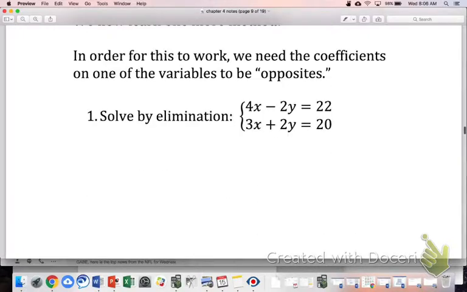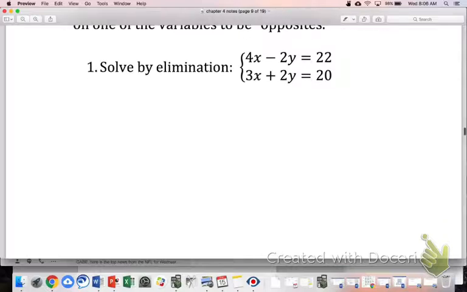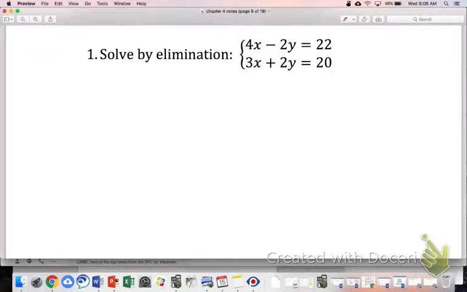Okay. So in number 1, notice the directions are pretty clear. They say solve by elimination.